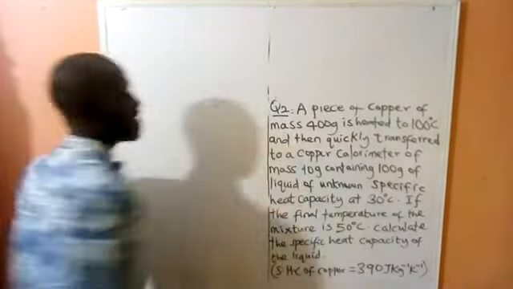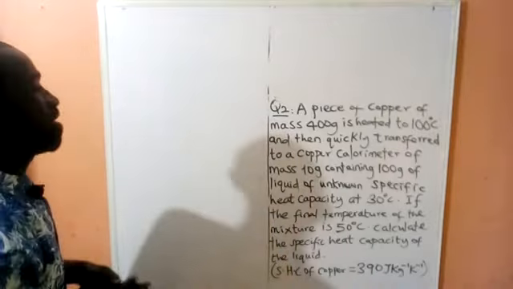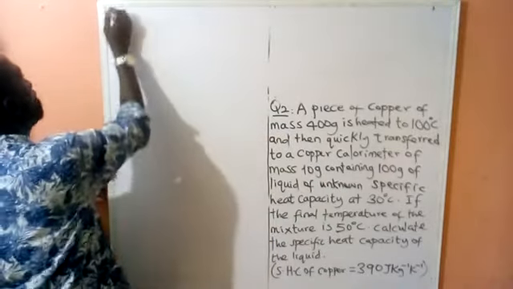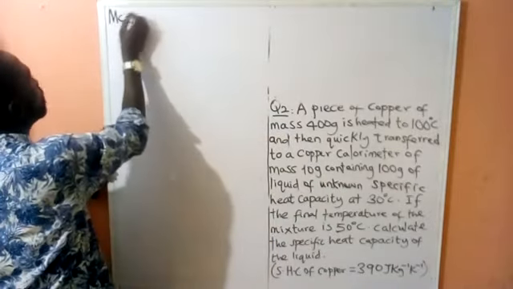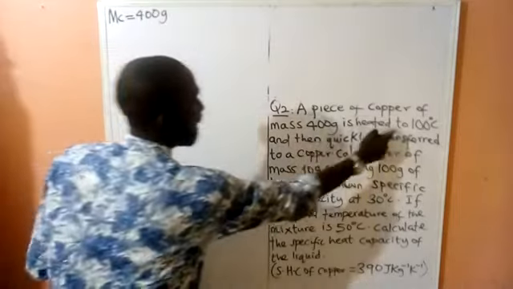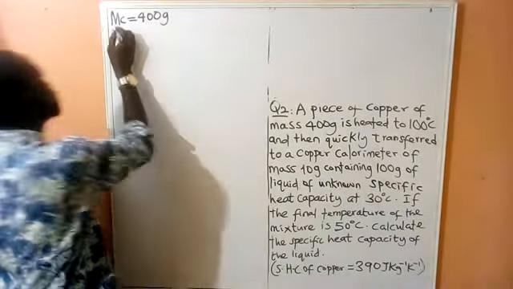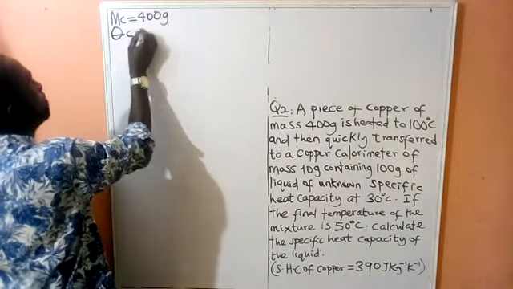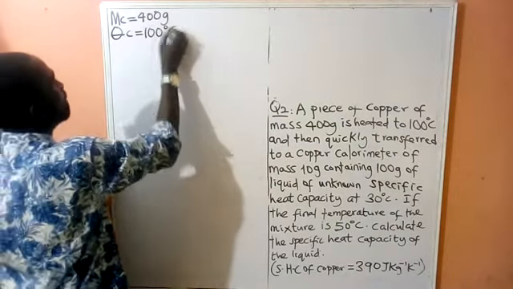Okay, so we have a piece of copper of mass 400 grams. So mass of copper, Mc, equals 400 grams. It's heated to 100 degrees Celsius. Temperature of copper equals 100 degrees Celsius.